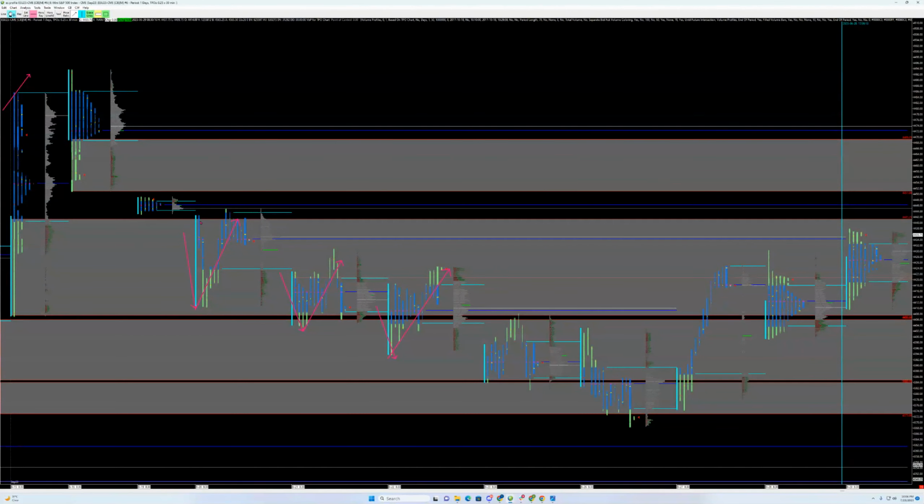So look, the market's moving overall down, but look at the continuous moves back up through these areas. So that's the first thing I wanted to show you.